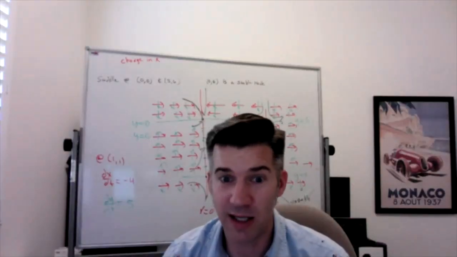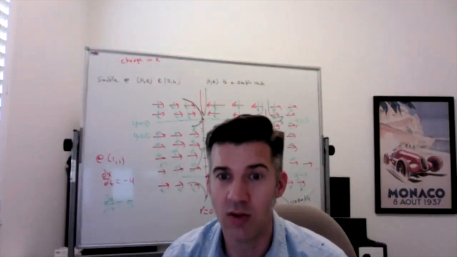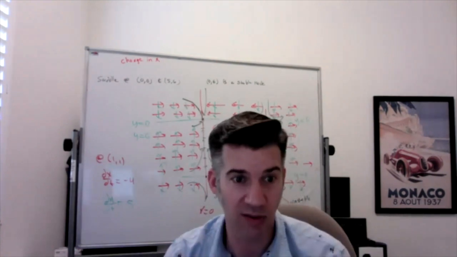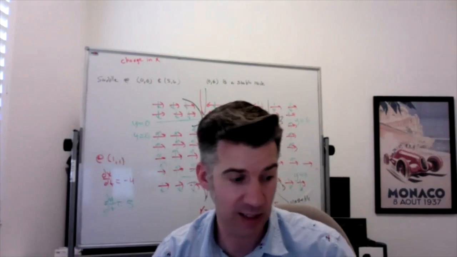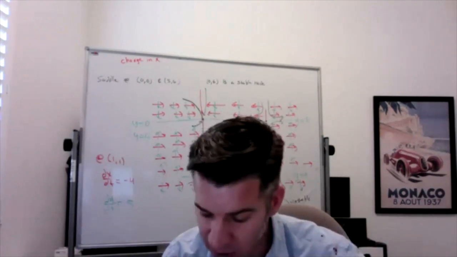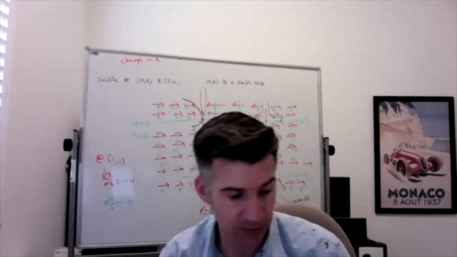So that's kind of the whole idea, right? That we want to use the nullclines to help us determine what kind of stability we have at our various steady states. Let's look at a slightly more complicated example.